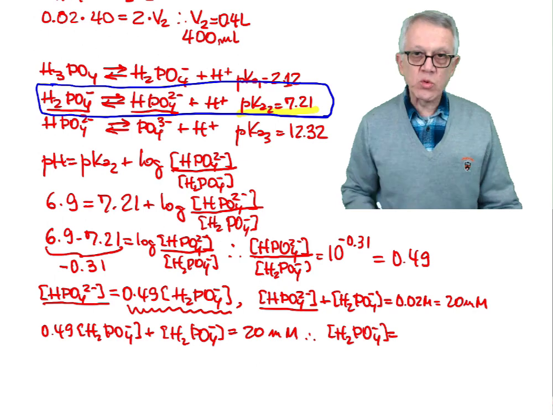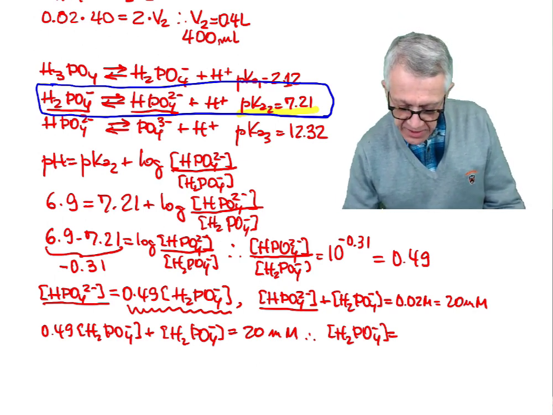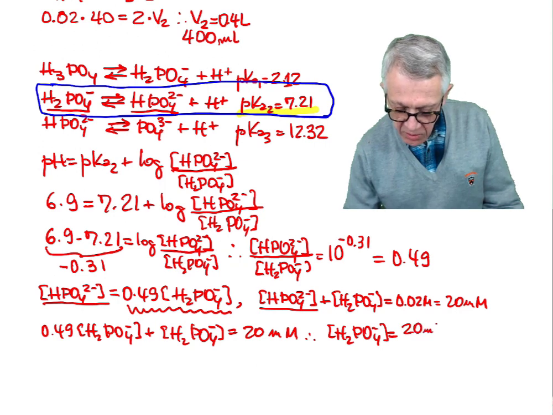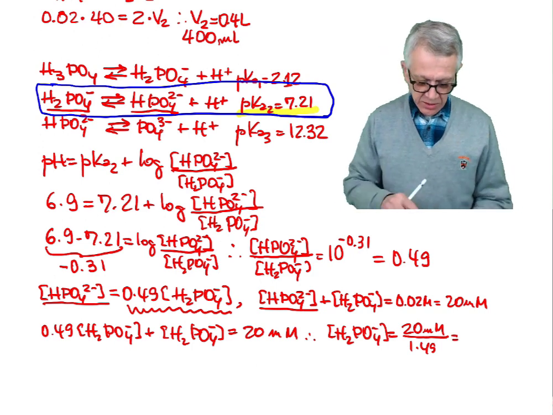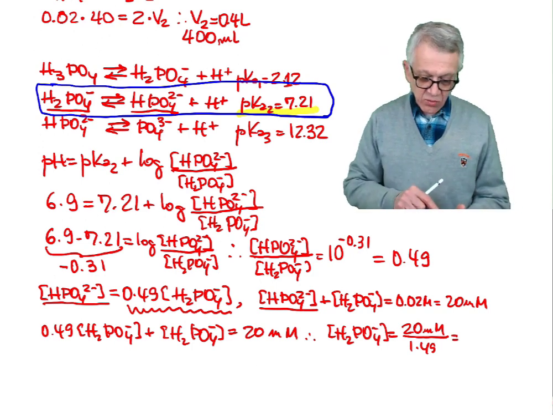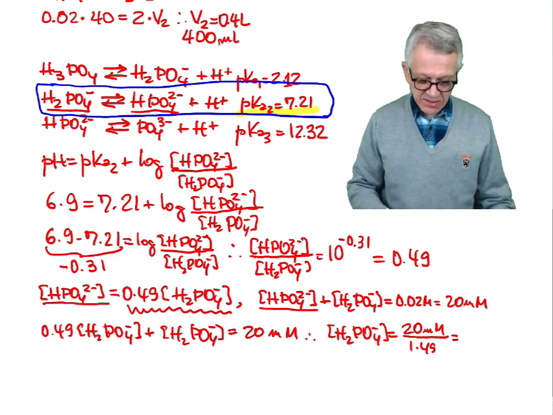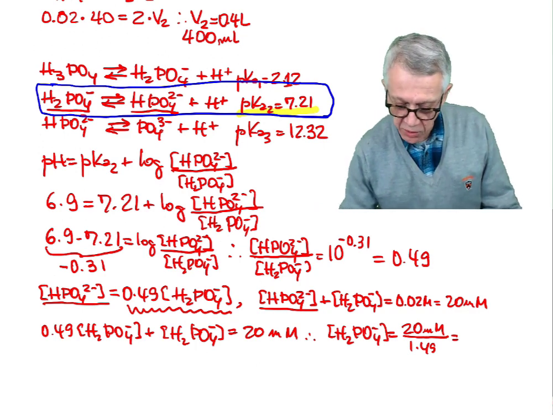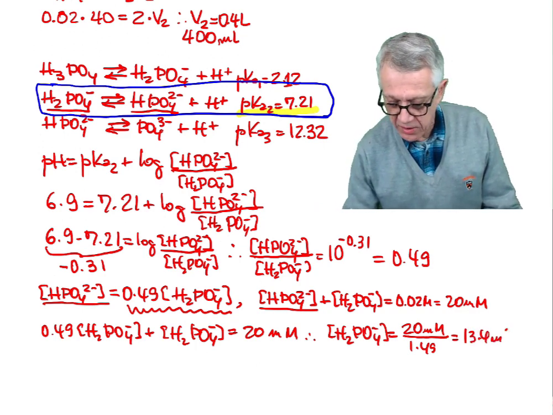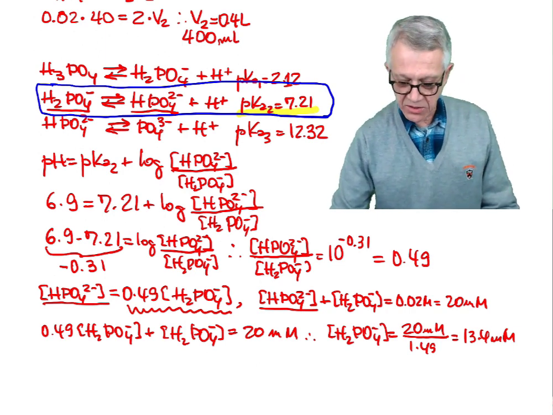It's going to be equal to 20 millimolar divided by 1.49. Very simple algebra here. 20 divided by 1.49 is going to give us 13.4 millimolar. So the concentration of H2PO4 minus is 13.4 millimolar.